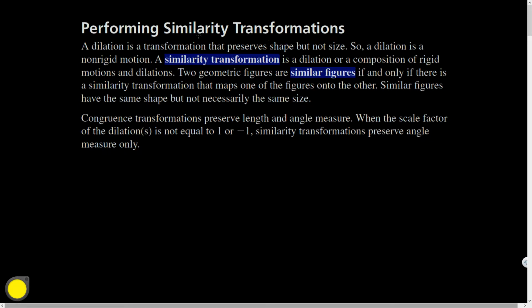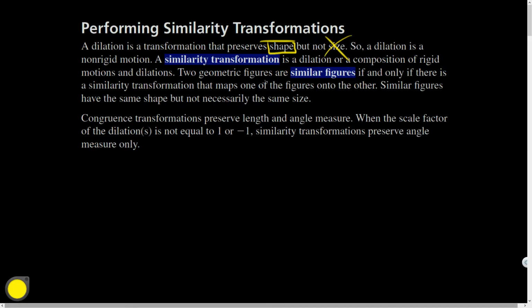Performing similarity transformations. So check this out. A dilation is a transformation that preserves shape, but not size. So a dilation is non-rigid, okay? So guys, we got this. Rigid transformations result in two figures being congruent to one another, in which all of the side lengths are preserved, all of the angles maintain equality, the figure itself is congruent.